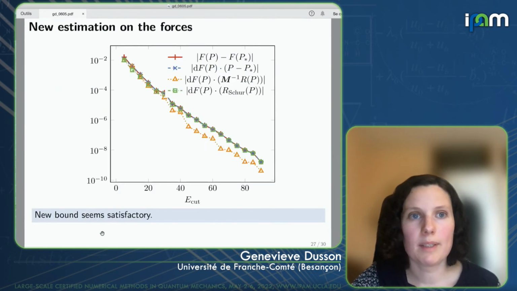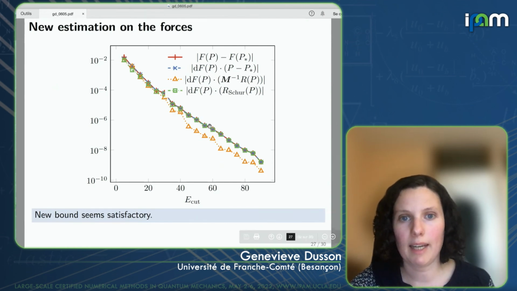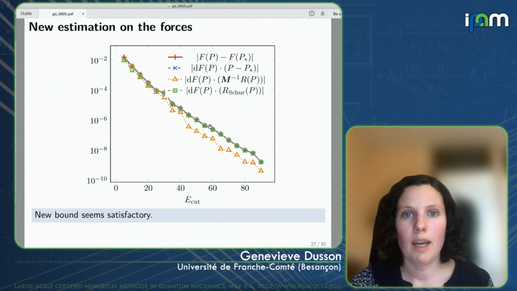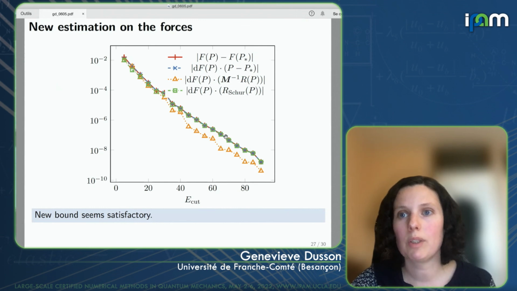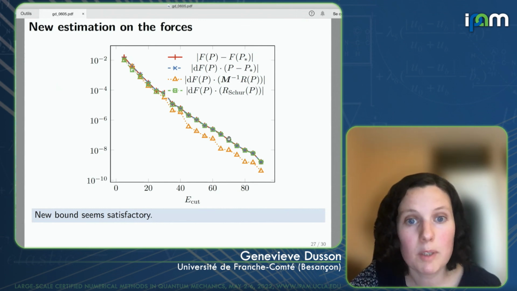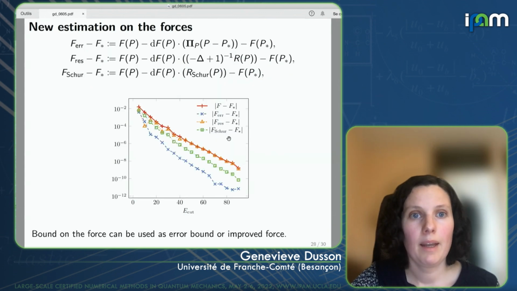And so what we see is that if we look at this new estimation, in red still, we have the exact error between the forces. And we have in green our new estimation. And what we see is that the quantities completely match. So the new bound seems to be good enough to estimate the error on the forces.